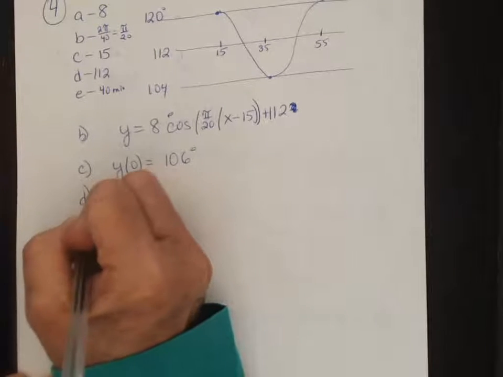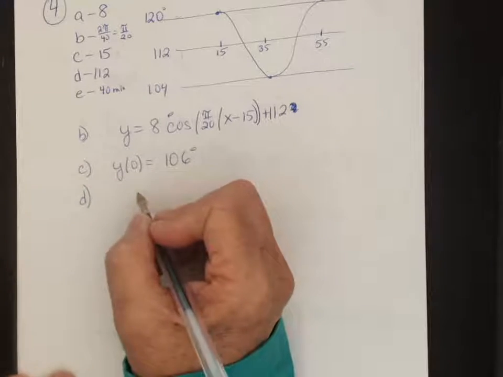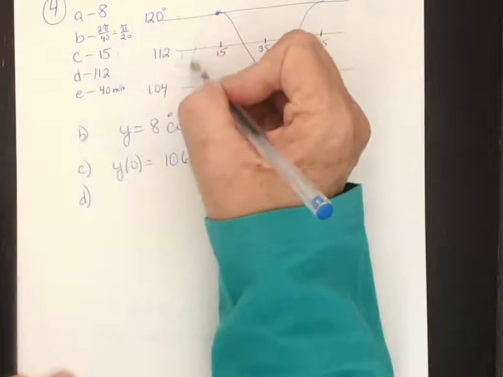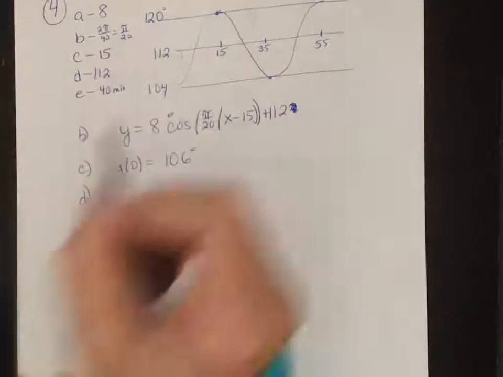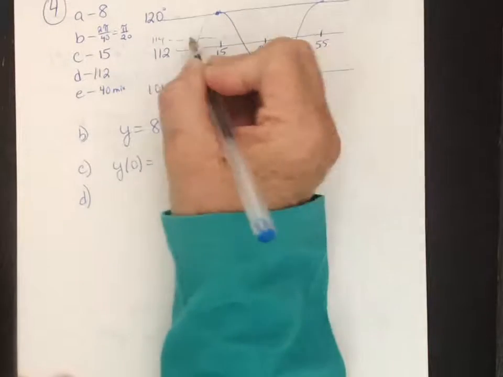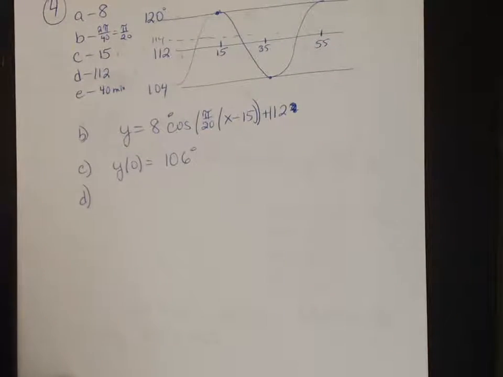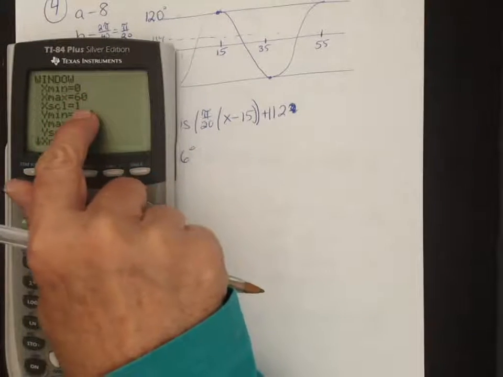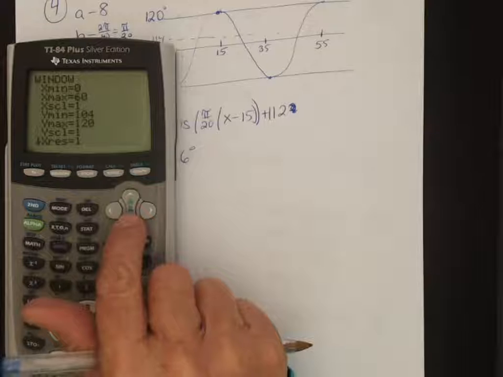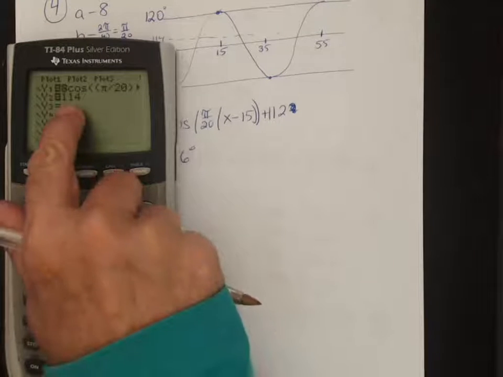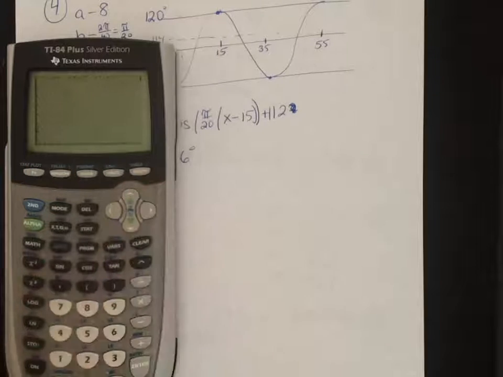Part D then says, what was the first moment that the temperature hit 114 degrees? So somewhere over here. We know it's done this kind of thing. So I'm going to have to go to the calculator, and I'm going to put in 114 and find the first intersection point. So the first thing I want to do is make sure my window starts at 0, and it does. I'm going to 60. That should get through there. That looks good. Y equals, I'm putting in the 114 because that's the point I'm looking for.